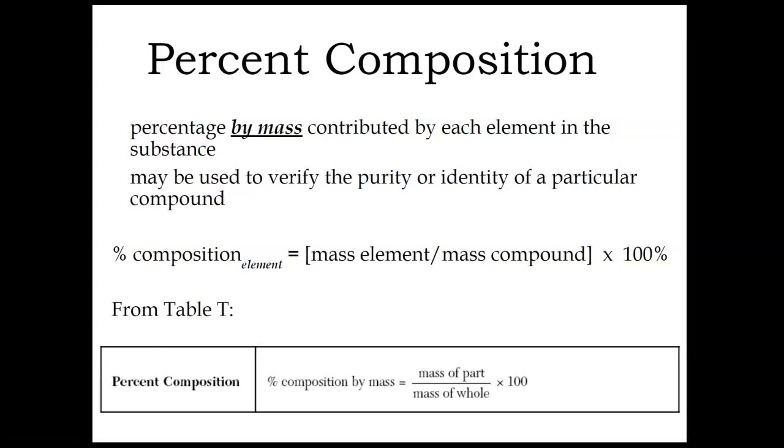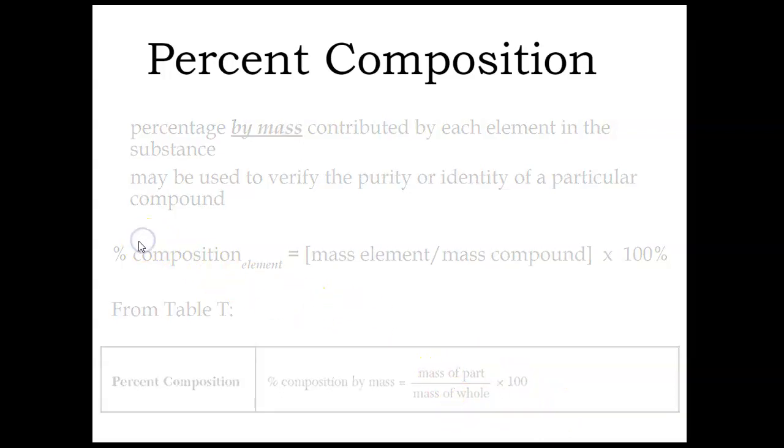So the percent composition of an element equals the mass of the element over the mass of the compound times 100. You can find this formula on Table T, right? And it looks just like this: percent composition by mass equals mass of part over mass of whole times 100.